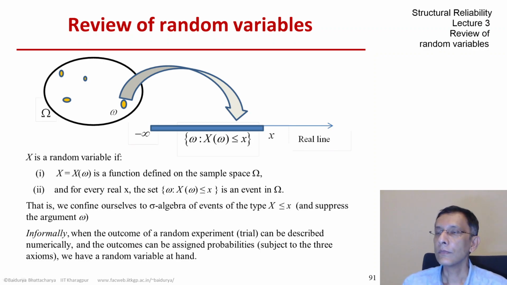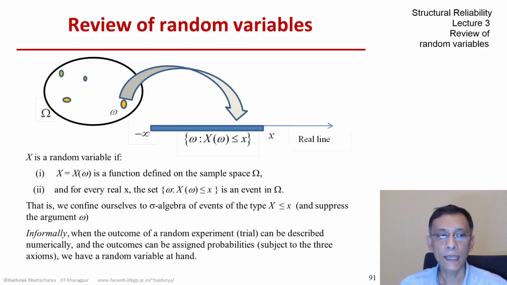Now, a random variable is a measurable function defined on the sample space. So it maps events from the sample space onto intervals that you see on the screen. And we discussed measurable functions in the previous lecture. Informally, when the possible outcomes of an experiment or trial can be given in numerical terms, and they can be assigned probabilities obeying the axioms of probability, then we have a random variable in hand. So when an experiment is performed, the outcome of the random variable is called a realization.